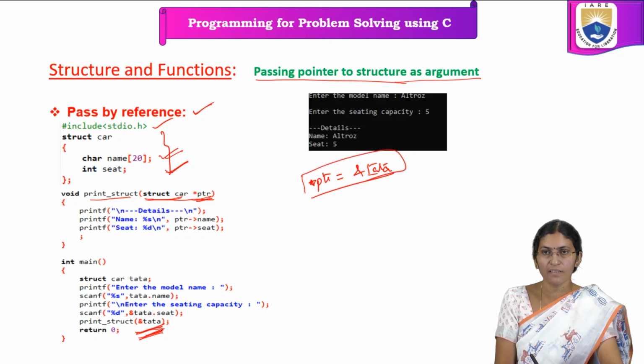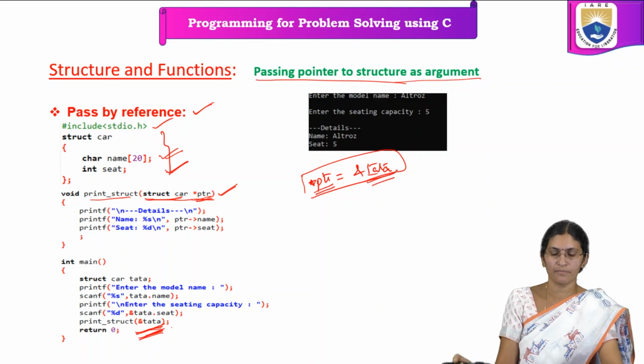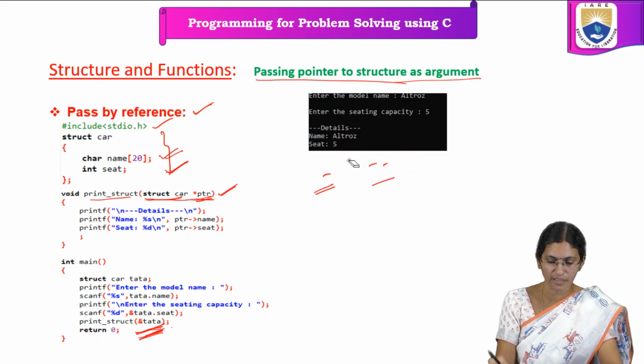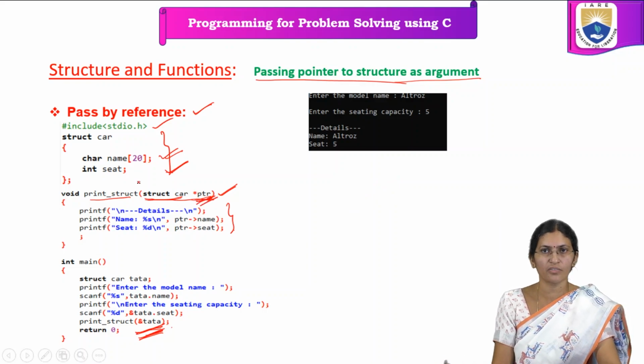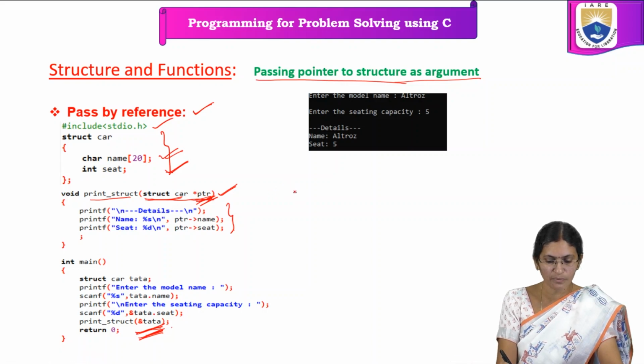When we are passing the address in the actual parameters, correspondingly we need to mention the pointer variable in the formal parameters. So ptr is pointing to a variable of type struct car. In this function also, with the help of this pointer variable, we can access individual members of the structure. In order to access the members with a pointer variable, we have the arrow operator.